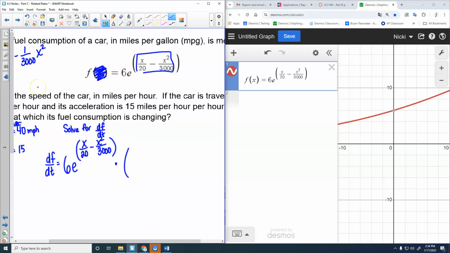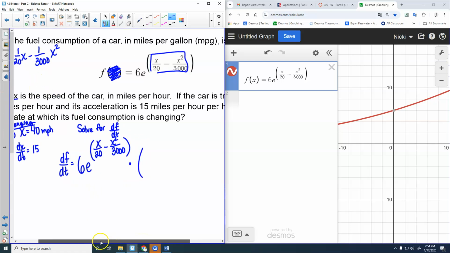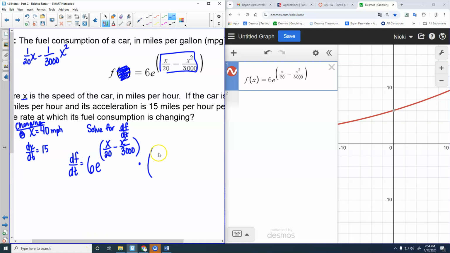So the derivative of 1 over 20 x squared, what would that be? I'm sorry, 1 over 20. What is the derivative of 1 over 20x? Almost. dx dt. So if we do it in the calculator, it doesn't put that dx dt. The calculator can only take a derivative with respect to the variable that you're using. And then here we'll get 2 over 3,000 x times dx dt.